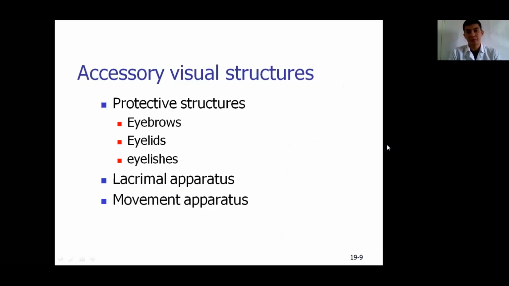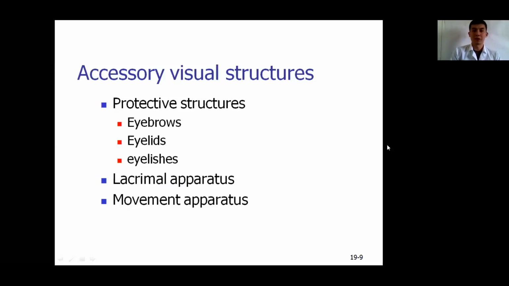Accessory visual structures we can divide into protective structures, lacrimal apparatus, and movement apparatus. Protective structures are represented by eyebrows, eyelids, and eyelashes. These structures protect the eyes from excessive entering light. For example, eyelids prevent excessive light from entering, and eyebrows protect from entering dust.